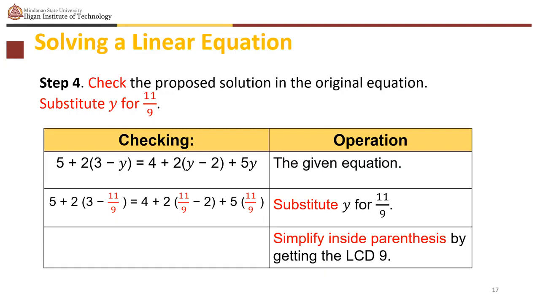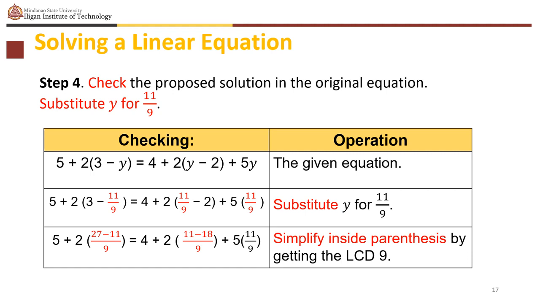So now the LCD is 9 here. 9 times 3 will give us 27. That's why we have (27 minus 11) over 9. And then this one here, 9 times 2 gives us 18. That's why we have (11 minus 18) over 9. And we have 5 times 11 over 9.